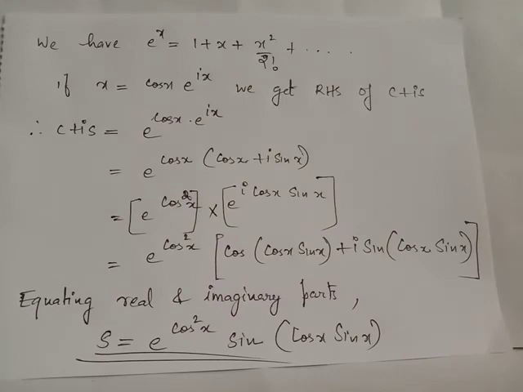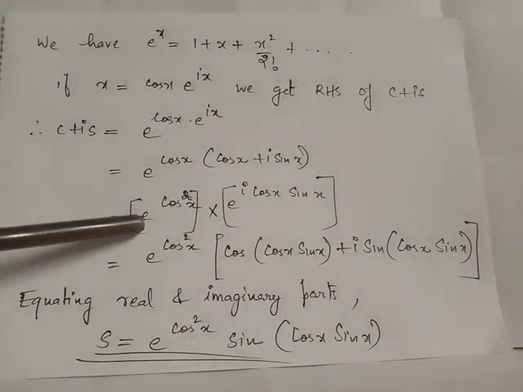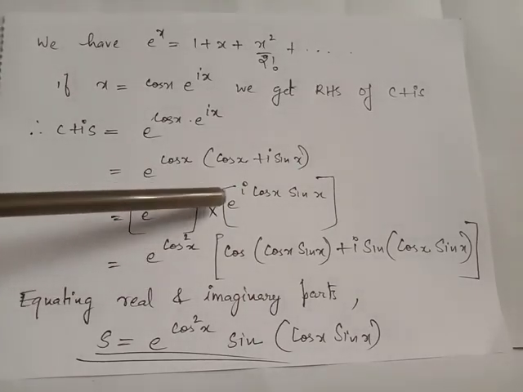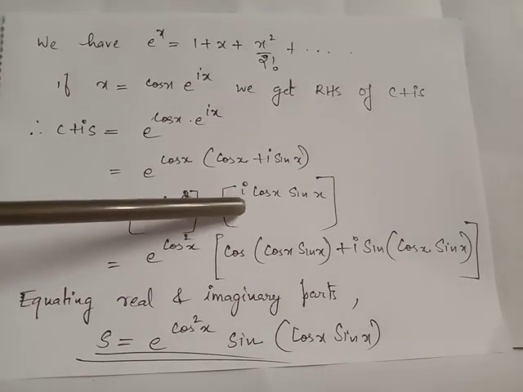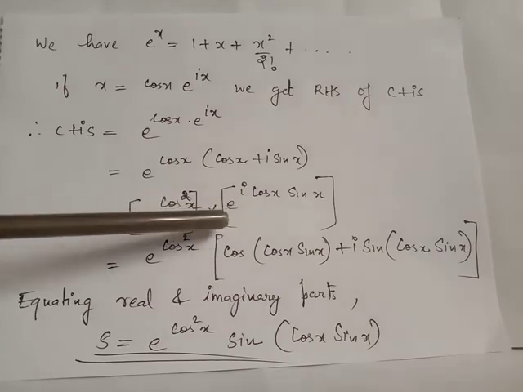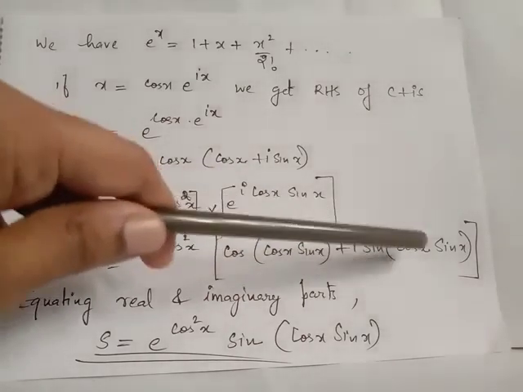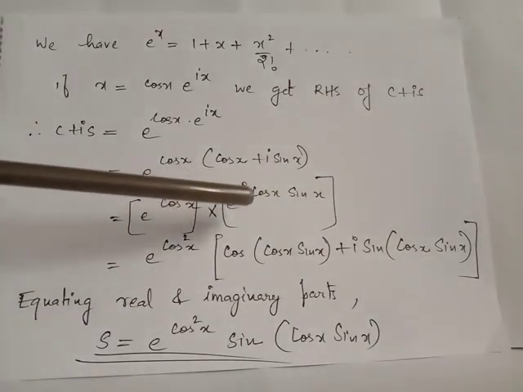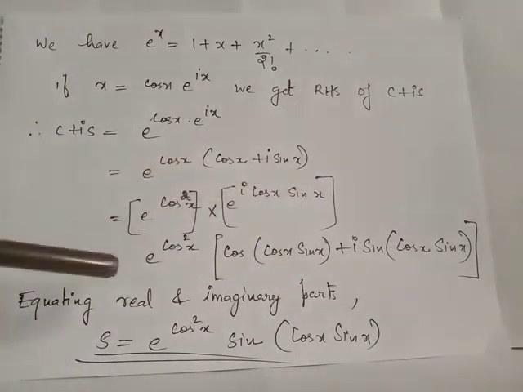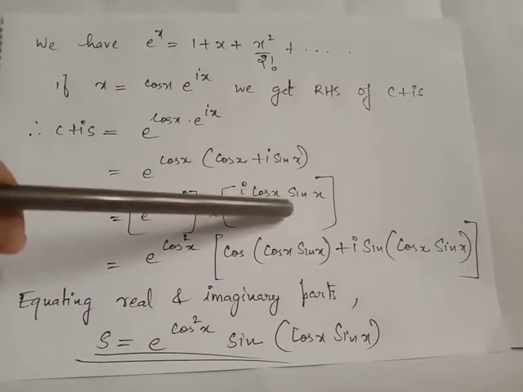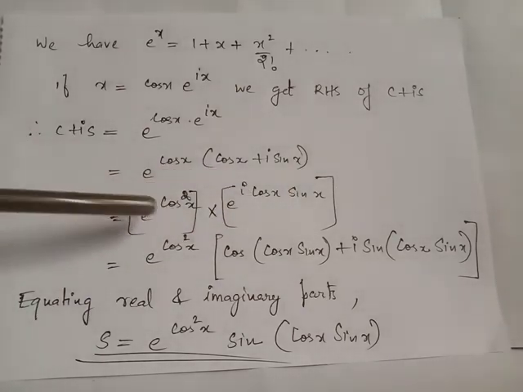Now we write e raised to cos square x as it is, and we again apply Euler's identity to only this bracket. We have e raised to i theta written as cos theta plus i sin theta, where theta here equals cos x sin x. So we just expand this bracket using Euler's identity and this is written as it is.